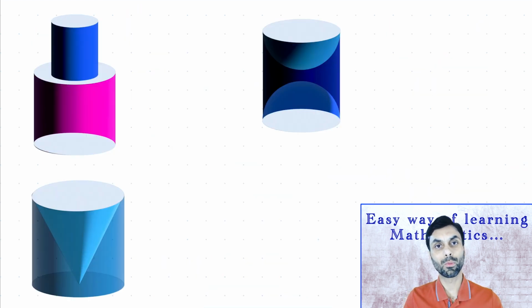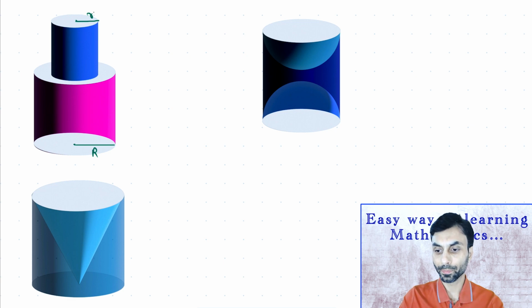Next, let's talk about some more objects, where we'll see a cylinder kept over another cylinder. If we take the radius of the lower cylinder as capital R and the radius of the upper cylinder as small r, then the area of the base will be pi R square.